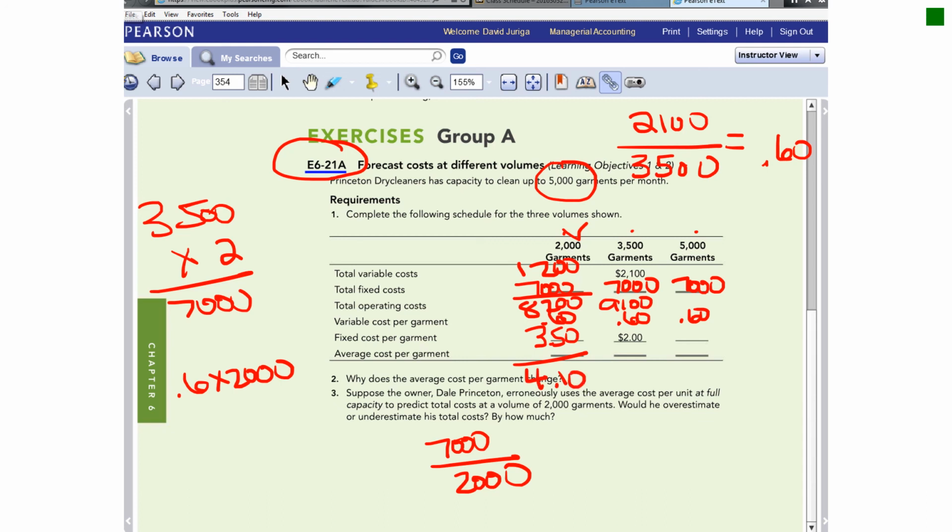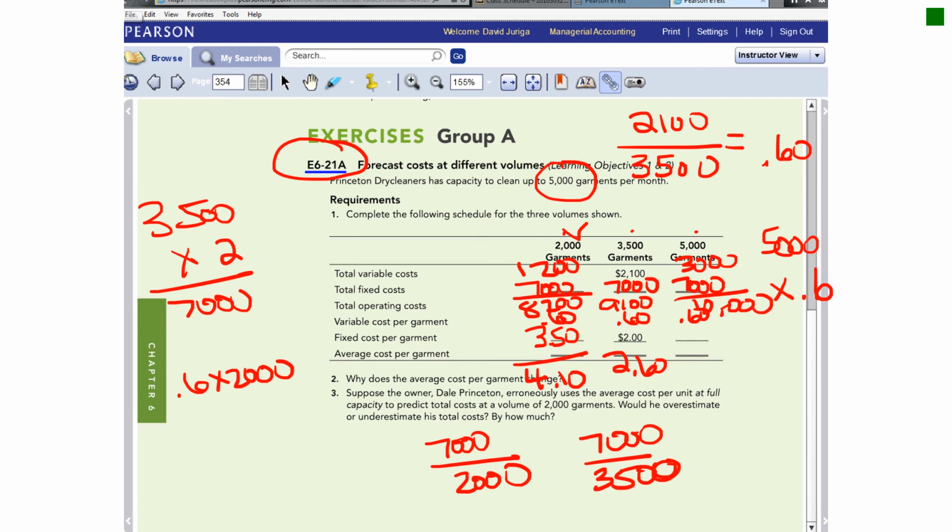For the second column, you have that same fixed cost of 7,000. Divide that by, again, 3,500, and in this case you're going to get the 2. You add this together, we've got $2.60. For the last one, to get the total variable, it's going to be the 5,000 multiplied by 60 cents. We know that's going to be right at $3,000. You add that, you get 10,000 as total cost. Your fixed cost per garment is that same 7,000, but you have to divide by the 5,000. So that's going to put you right at about $1.40. So your final average cost, if you add those two together, will be $2.